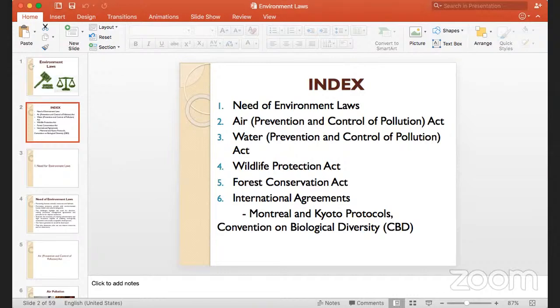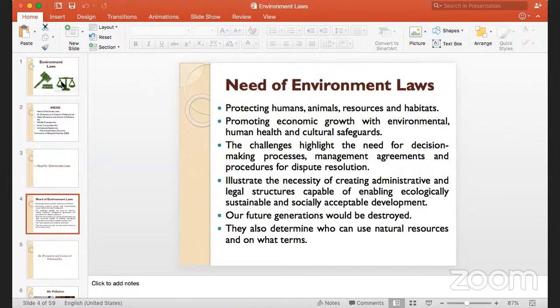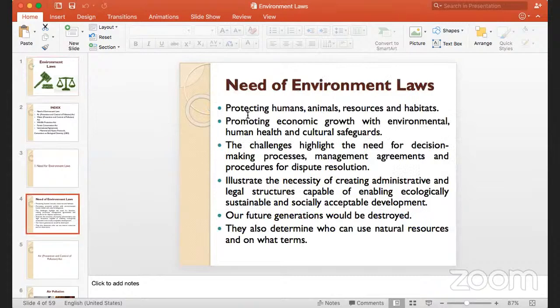Now let's look at the need for environmental laws. Why do we need these laws? What is the aim of having environmental legislation in place? The first reason is to protect humans, of course, to protect resources, to protect habitats, and to protect animals. For all of these, we need the protection of the law, because if we have the law, then we can enforce it.